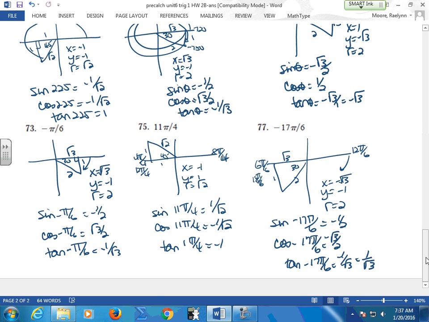Remember, this is coming around again. This is starting here, going to 4, going to 8, add 4. This is 12 pi over 4. Well, I'm at 11, so I'm 1 short. If you struggle, convert it.